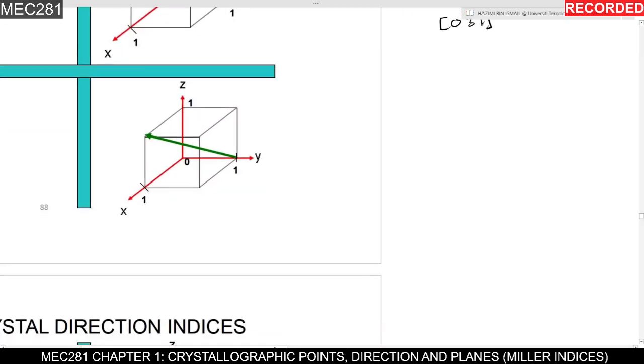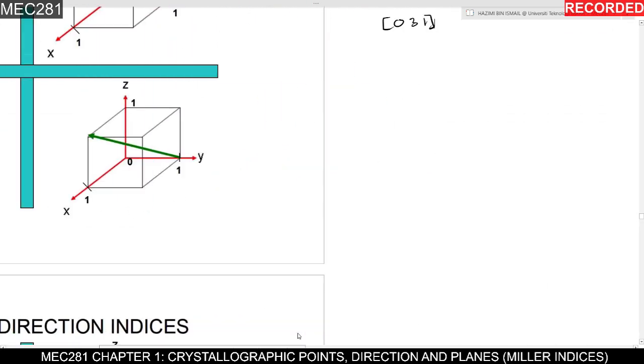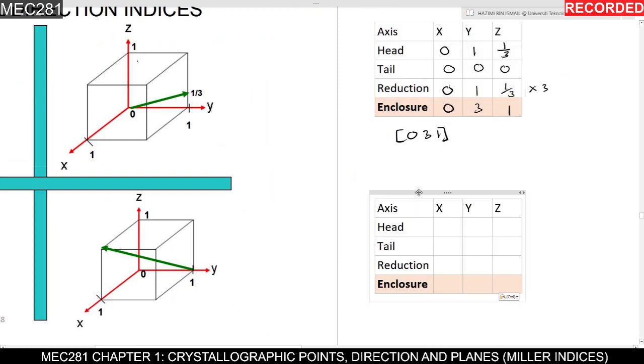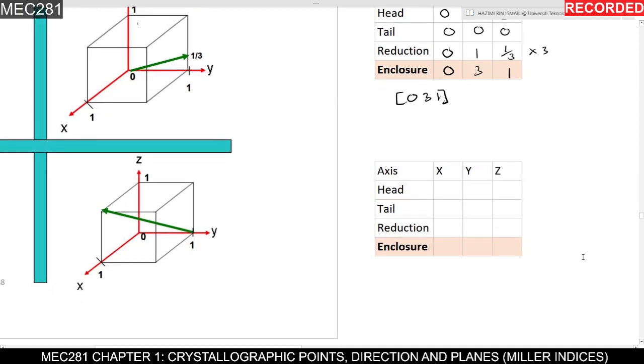Okay, and then let's try the other one here. You must try on your own, I hope, because if you do not do the exercises, I don't think you can understand this Miller indices. It is easy, but like mathematics problems, you have to do it on your own. You have to try on your own. You have to do the exercises. Okay, so let's try another example here.